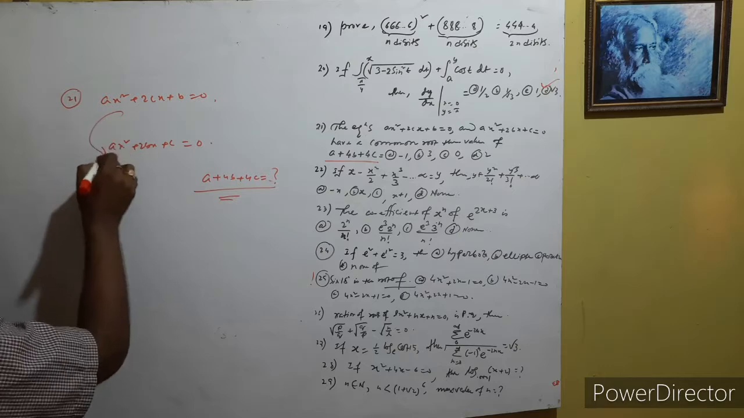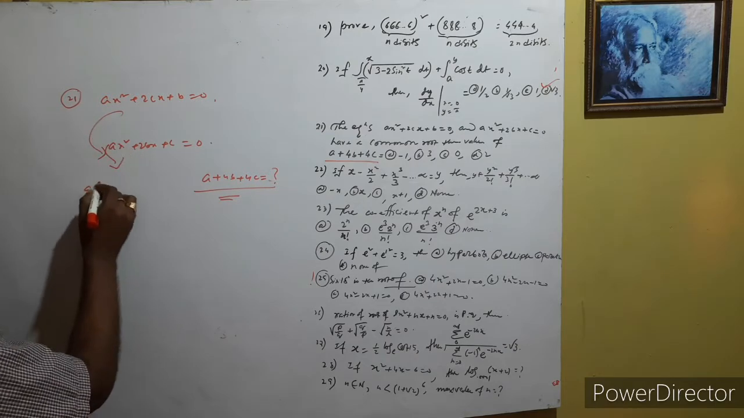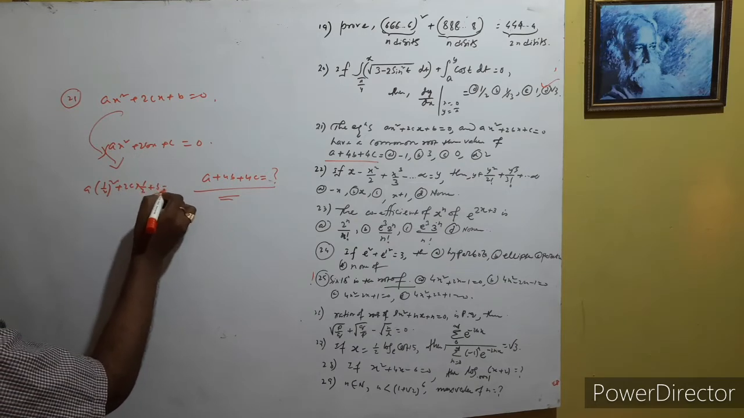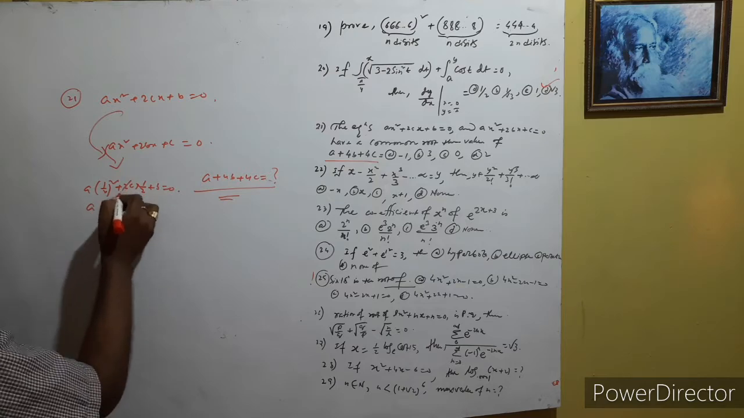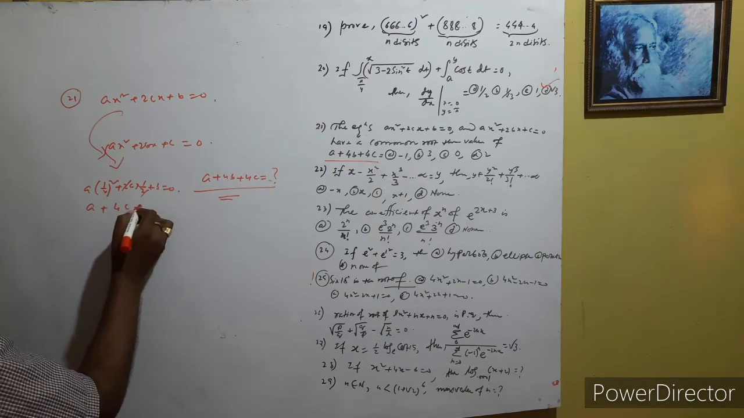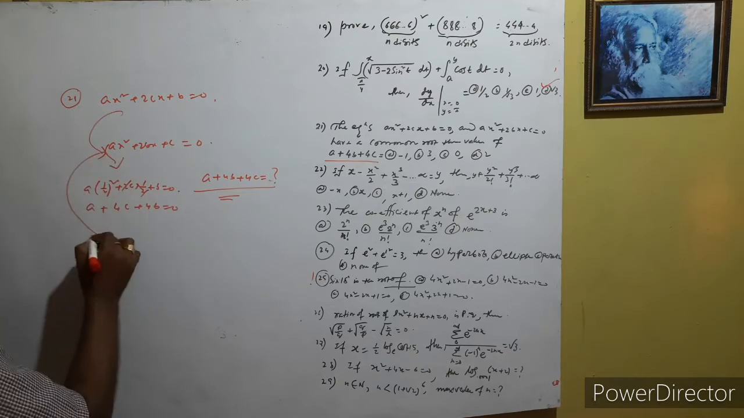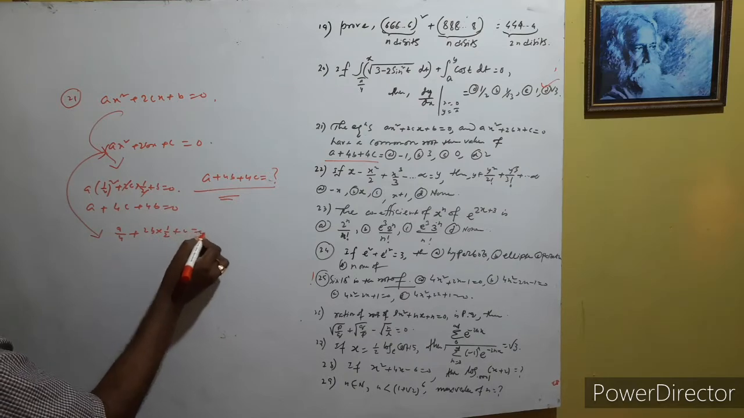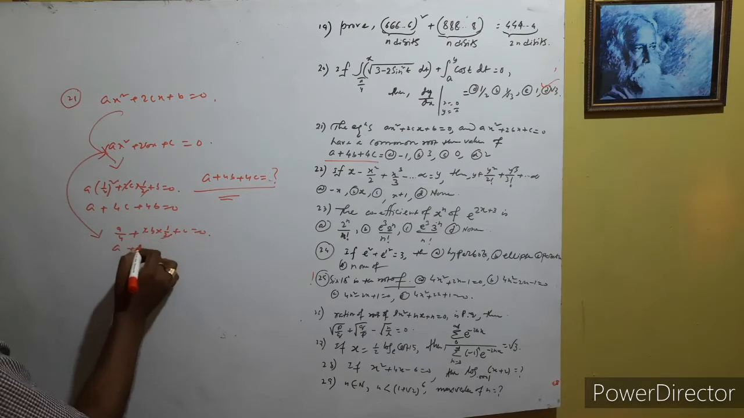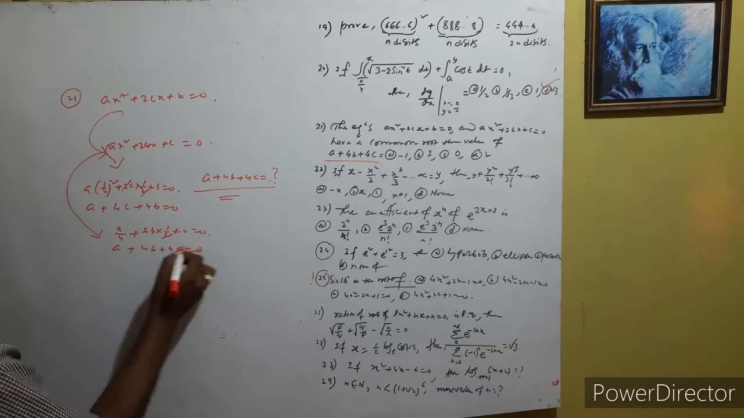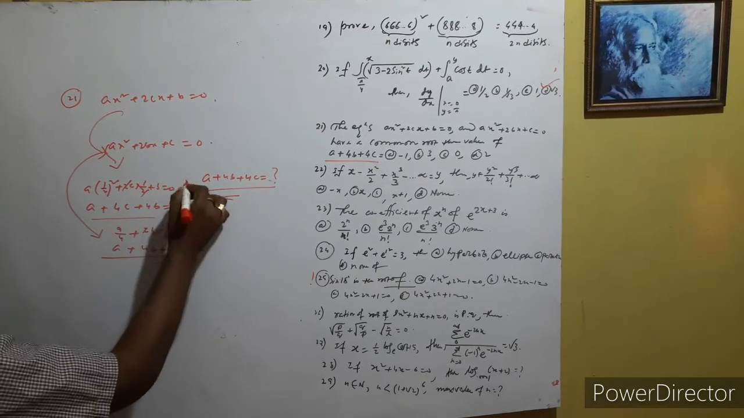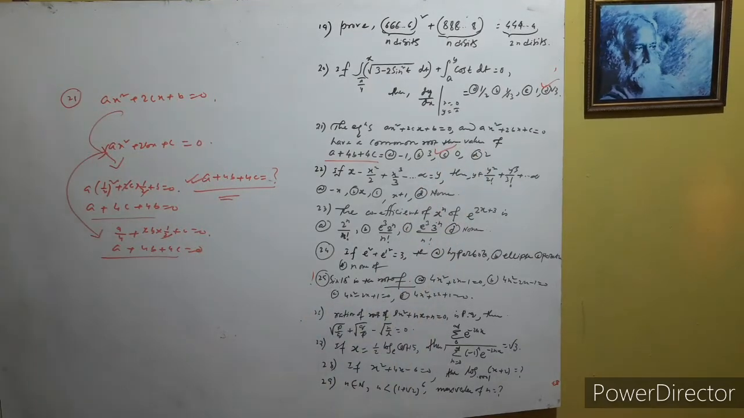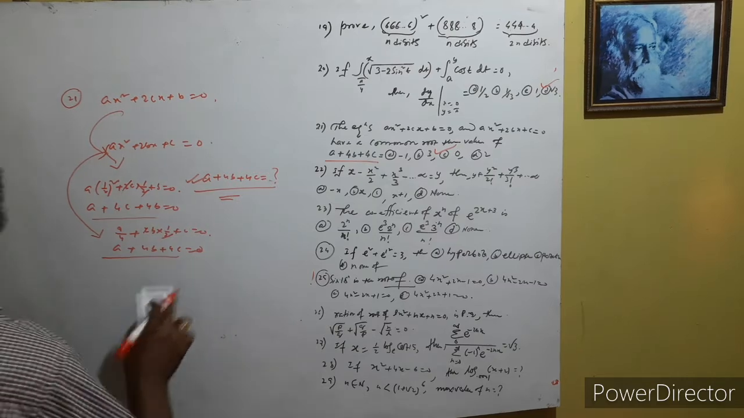Okay, if we put x equal to half, a into half square plus 2c into half plus b equal to 0, that is a by 4 plus c plus b equal to 0, that is a plus 4c plus 4b equal to 0. Again put here half: a by 4 plus 2b into half plus c equal to 0. So a plus 4b plus 4c equal to 0. Okay, so this is option C.